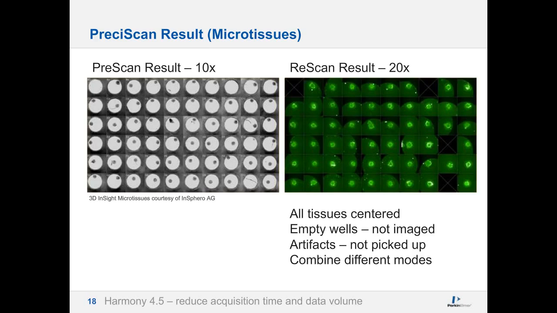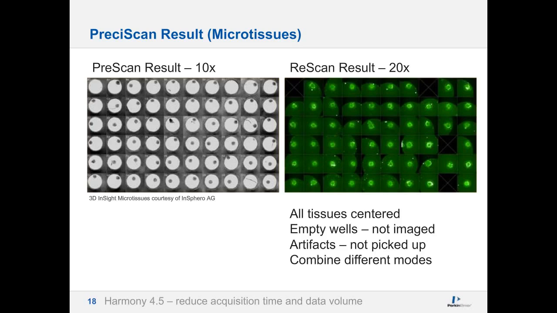Where the microtissue was nicely centered, like here, you can basically see that it is very much centered in the 20x image as well. And this would have worked also for a 40x rescan or a 60x rescan. So because you have access to all the image analysis tools in Harmony, you can tailor the image analysis that you do on the pre-scan very accurately to only pick up the cells of interest.